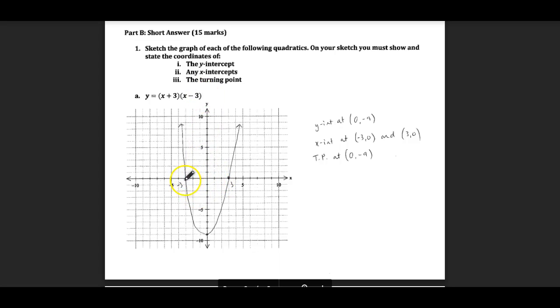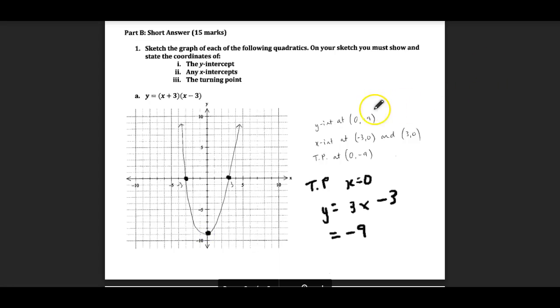So here we have an x-intercept at -3 and 3, and your turning point is always the halfway. So you could add them together, then divide them by 2 to figure out what that is. So -3 plus 3 is 0, divided by 2 is still 0. So let's just do the turning point here. It's at x equals 0. So to get your y coordinate, we just substitute in x equals 0. So we have 3 times -3, which is -9. And you can see here that's also going to be our y-intercept. Okay, so there's -9 there.